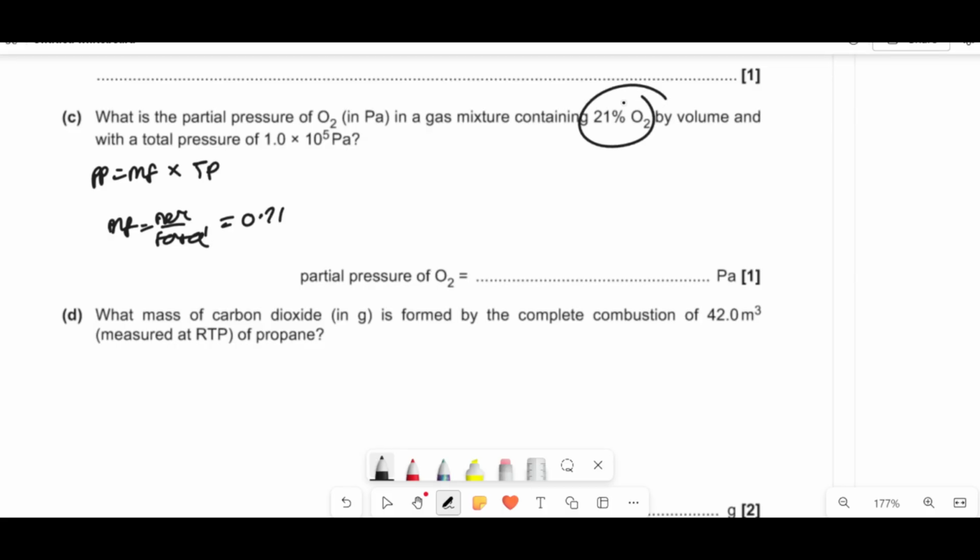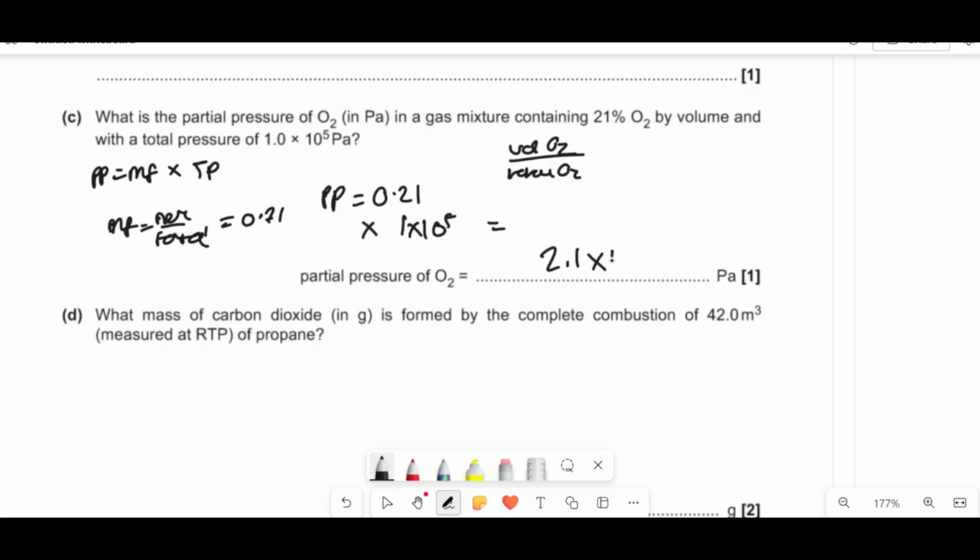Because to work this out, you would just work out the volume of O2 over the total volumes added up. Volume and moles are proportional, so it would be moles over total moles. So that's the mole fraction. So the partial pressure would just be 0.21 times the total, which is 1 times 10 to the 5, which gives you 2.1 times 10 to the 4.